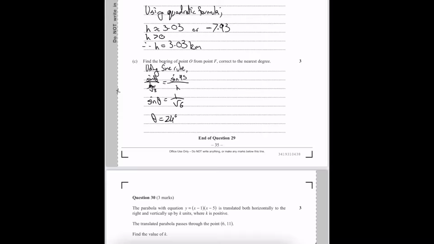And that means the bearing is equal to 45 degrees minus 24 degrees. And that's just equal to 021 degrees, because remember, we want to have this as a bearing, and so that will require us to have the 3 digits there.